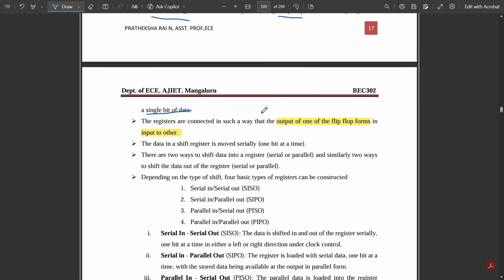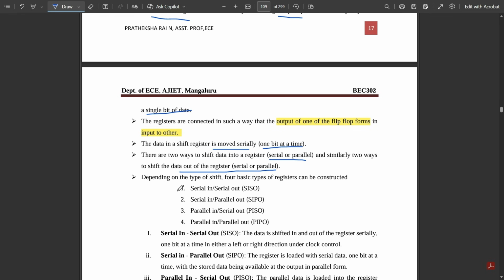The data in the shift register is moved serially, that is, one bit at a time. It moves serially, which means that once the shifting takes place, based on the clock pulse signal, it shifts the data serially, either to the left or right. There are two ways to shift data into a register, serial or parallel, and similarly, two ways to shift data out of the register, serial or parallel.